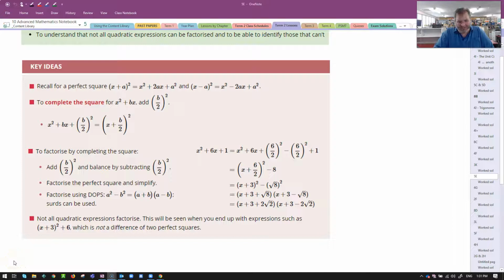All right, welcome year 10. One of my favourite lessons of the year today, completing the square. A really clever technique that'll allow you to factorise any quadratic, even some of those tricky ones. We're going to have a look at that now.